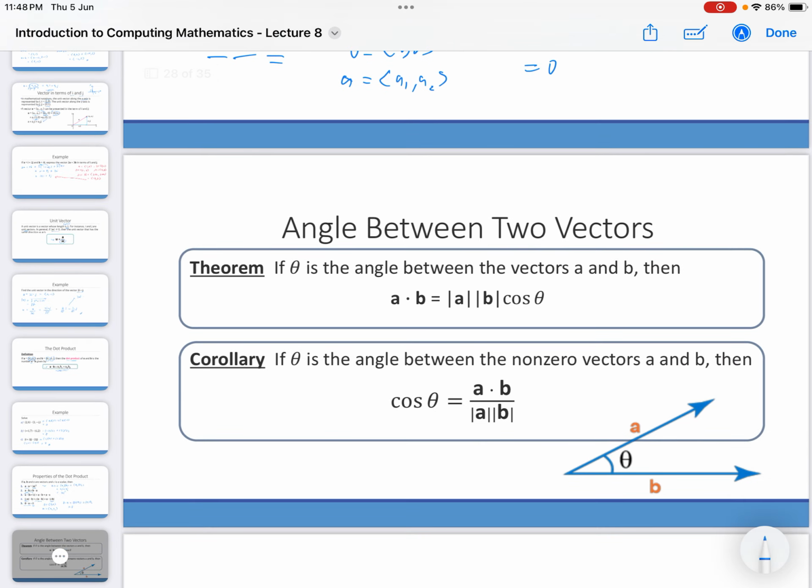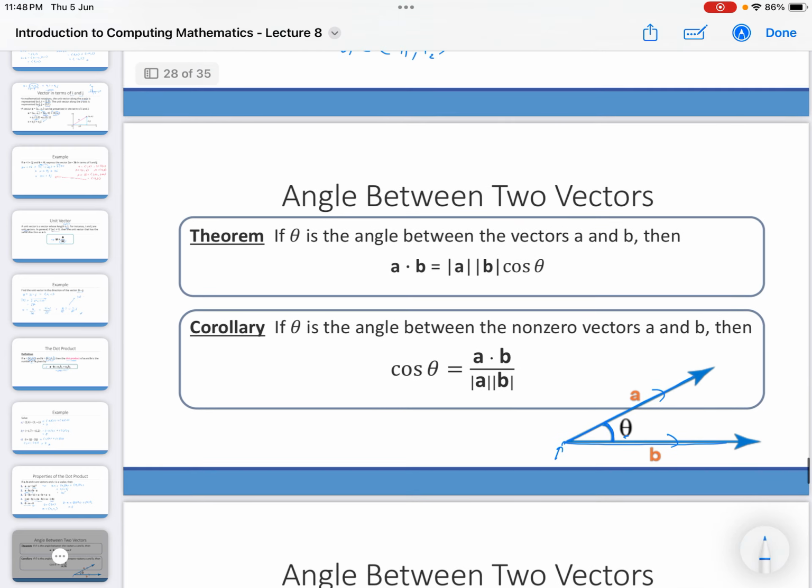Okay, angle between two vectors. Let's say we have this vector A and this vector B. If you look at vectors A and B, the initial point is the same over here. We can have an angle between these two vectors, which is theta here. If theta is the angle between the vectors A and B, such as in this diagram, then A dot B is equal to the magnitude of A times the magnitude of B times cos theta. This is the theorem.